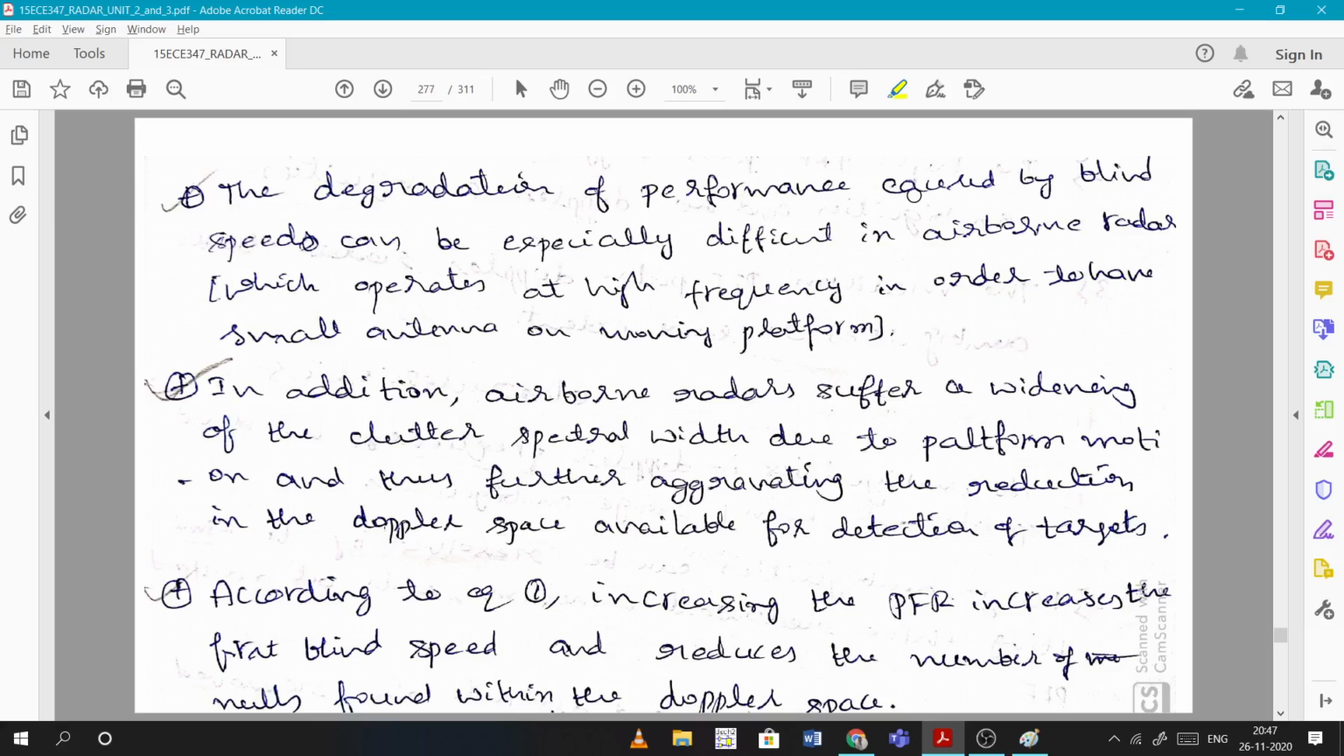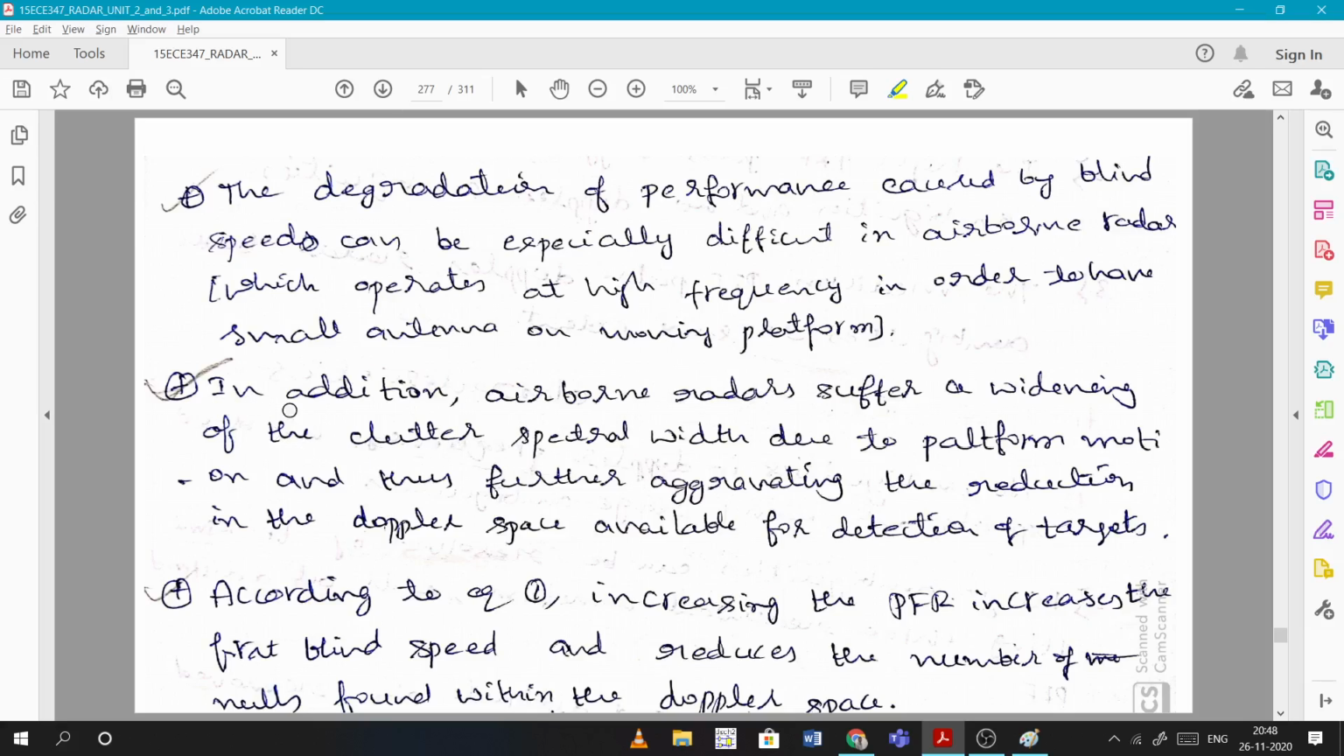The degradation of performance caused by the blind speeds can be especially difficult in airborne radar, which operates at high frequency in order to have a small antenna on a moving platform. In addition, airborne radars suffer a widening of the clutter spectrum due to platform motion, and thus further aggravating the reduction in the Doppler space available for detection of targets. So as we already saw, one problem is that blind speeds can also occur in these airborne radars because they use high frequencies.